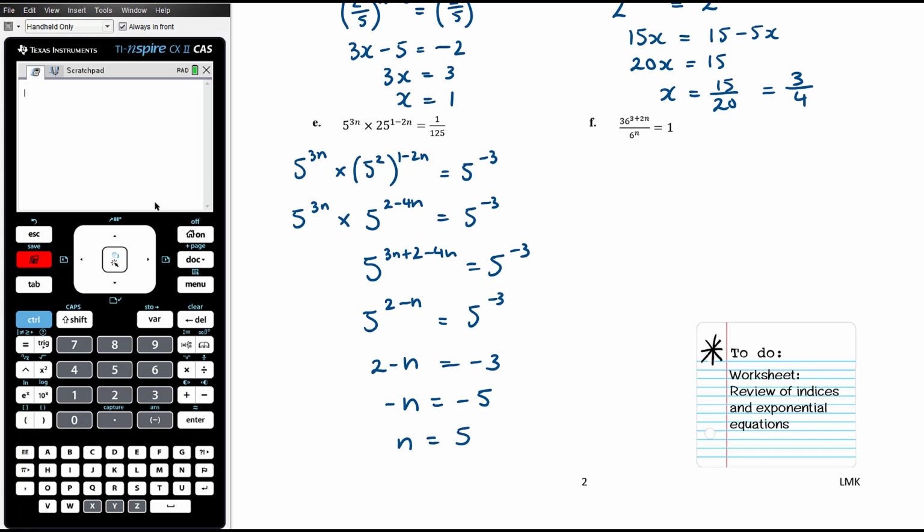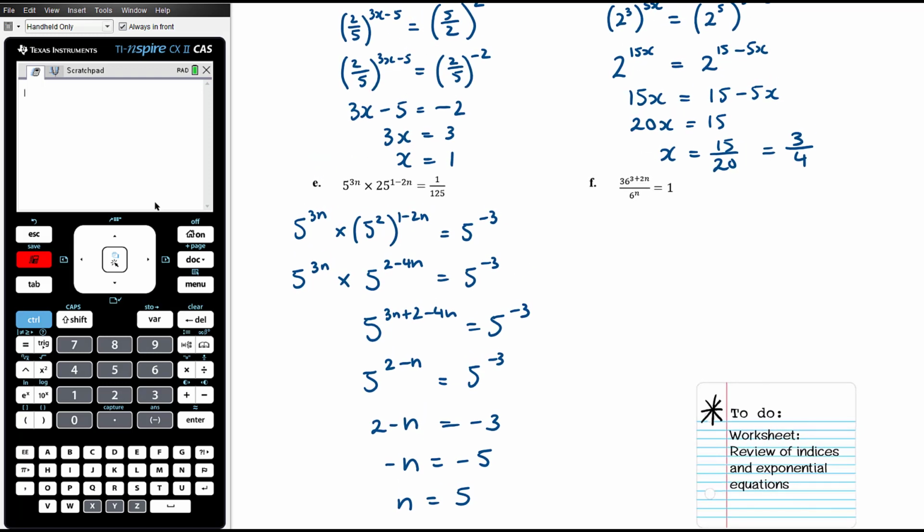Okay, last equation. We want to focus on trying to write everything here with a base of 6, because 36 is 6 squared. Okay, so let's do that. So the numerator is 6 squared to the power of 3 plus 2n over, we've got 6 to the power of n equals 1. Now, what we could do is we could just multiply both sides by 6 to the power of n.